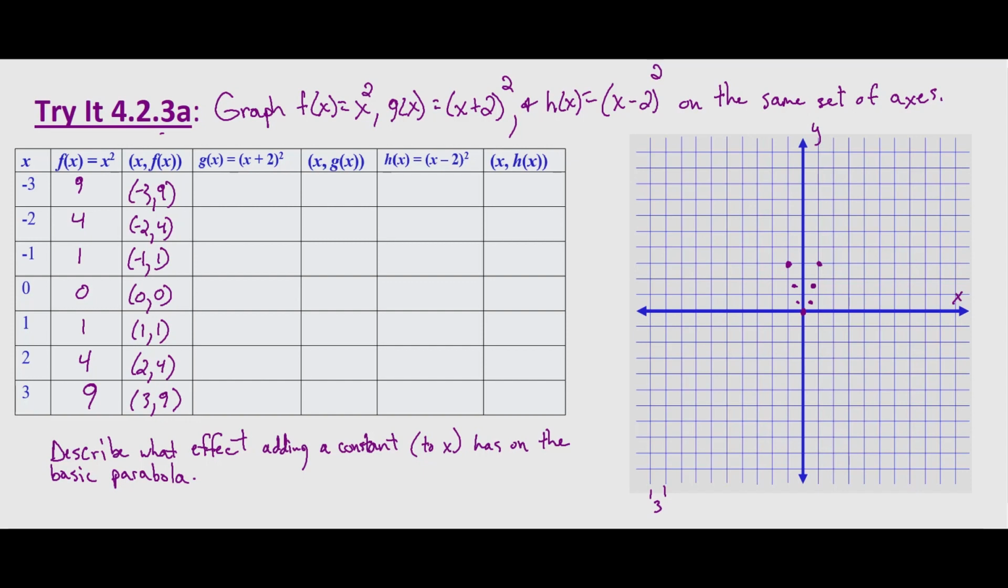So once again, we are asked to graph three functions on the same set of axes. I've gone ahead, in this case, f of x equals x squared, g of x equals x plus 2 squared, and h of x equals x minus 2 squared. I went ahead and did x squared, our parent function, because we should have a general idea. Notice that the scale on this graph is 3 units for each grid square.